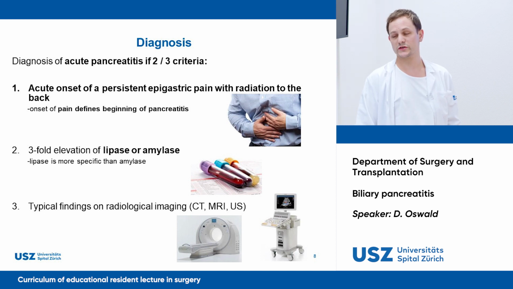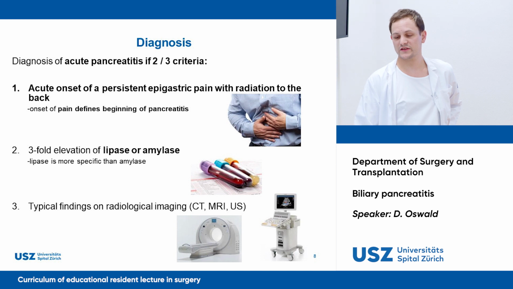The second criterion is a 3-fold elevation of lipase or amylase, and it has to be said that the lipase is more specific than the amylase. The serum amylase arises within 6 to 12 hours after the onset of acute pancreatitis and has a shorter half-life than lipase. Serum lipase peaks not until 24 hours after the onset of the pain.